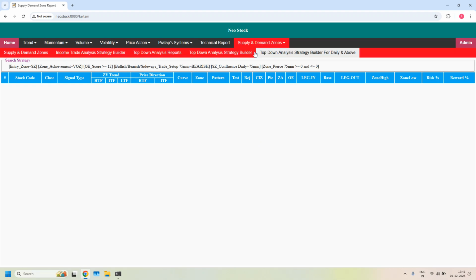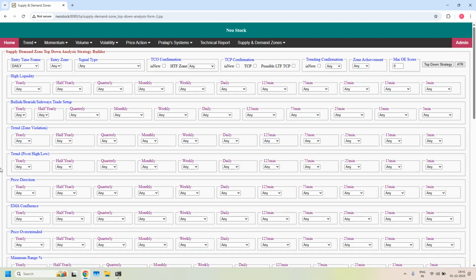Next I will generate daily income trade reports. For daily income trade, sideways long trade setup, entry time frame zones are 15 minutes demand zone. In bullish or bearish or sideways trade setup at entry time frame 15 minutes, I am selecting a sideways long trade setup, and zone achievement should be violated opposing zone, minimum odd enhancer score should be 11 for sideways. And also, sorry, this is 15 minutes, sorry for the mistake, it should be 15 minutes demand zone, and this 15 minutes demand zone should not be pierced.